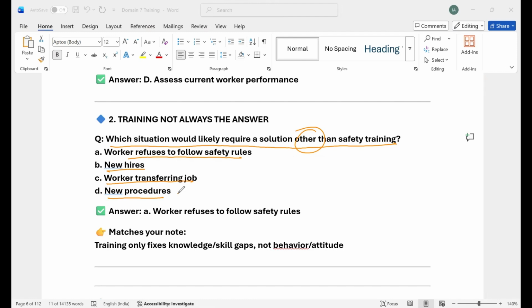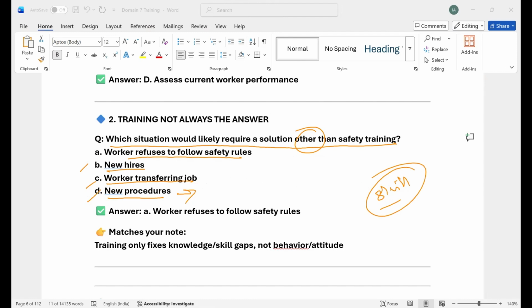If new procedures are implemented, you should give training because there is a skill gap. We already told when we give training: when there is a skill gap or knowledge gap. If there is a skill gap or knowledge gap, we will give training. New procedure means there is a knowledge gap, we will give training. A worker transferring to a new job, there also you should give training. New hire means they are new to the job, skill gap and knowledge gap, you will be giving training.